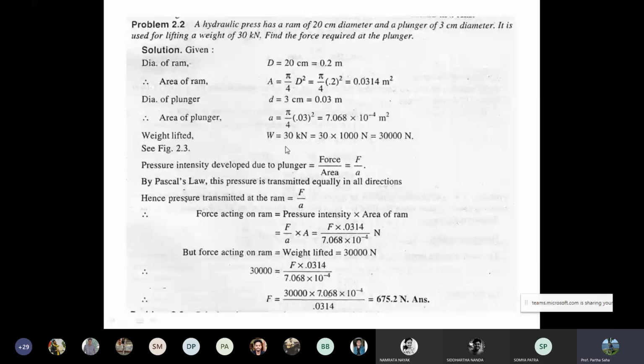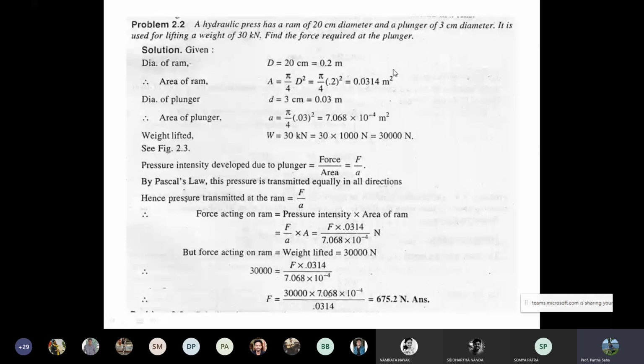Pressure is force by area, as you know. By Pascal's law, this pressure is transmitted equally in all directions. So the pressure is transmitted to the ram. The force acting on the ram is the pressure intensity into the area of the ram. The area of the plunger is 7.068 into 10 power minus 4, and the area of the ram is 0.0314. That is the total force acting on the ram, which is the weight lifted, 30,000 Newton. If you equate this, the force required on the plunger is 675.2 Newton.